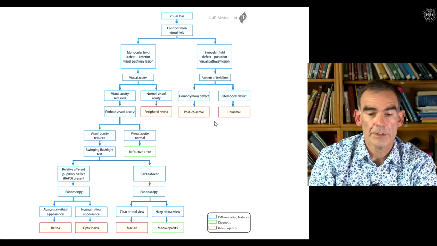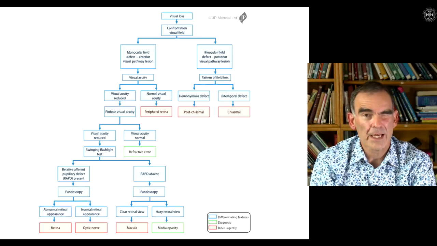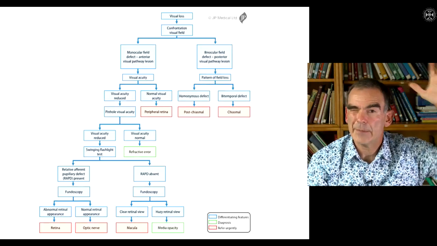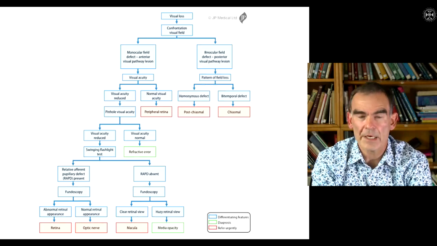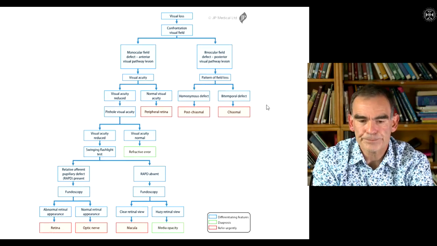If, however, your field defect affecting both sides is bitemporal, in other words, it's affecting the temporal field, the right half of the right eye, and the temporal field, the left half of the left eye, so the field defect's here, then that points quite firmly to the optic chiasm.